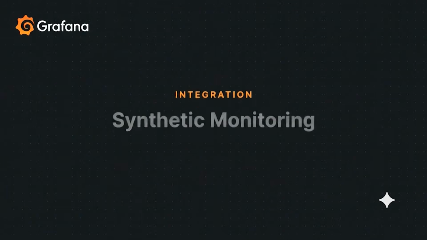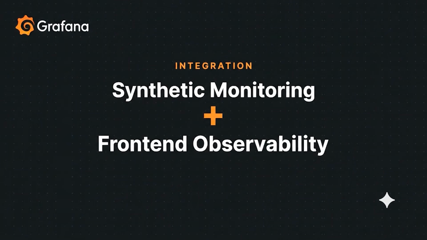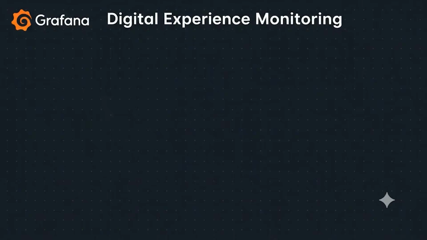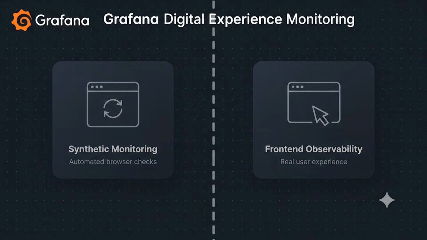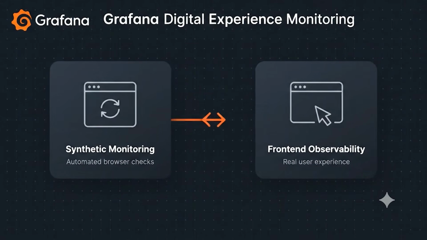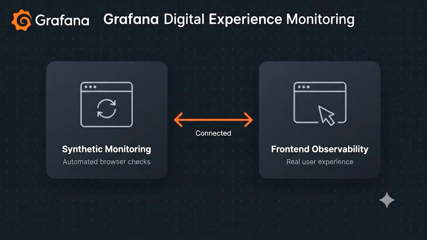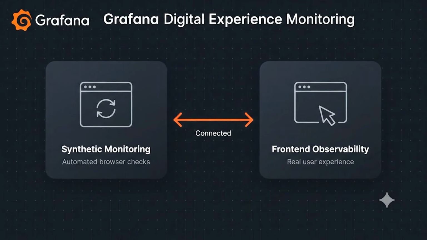Another new feature is the integration between synthetic monitoring and front-end observability. If you haven't used these two tools before, here's what each one does. Synthetic monitoring runs automated browser checks against your critical user journeys so you can catch issues before real users ever see them. And front-end observability captures what your real users are experiencing, turning your front-end performance into something you can measure and act on.